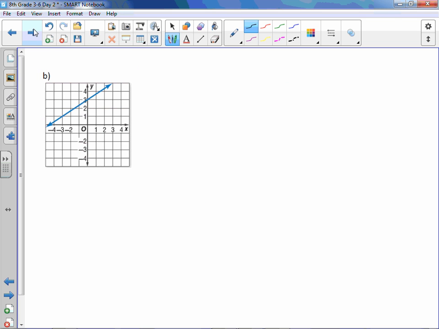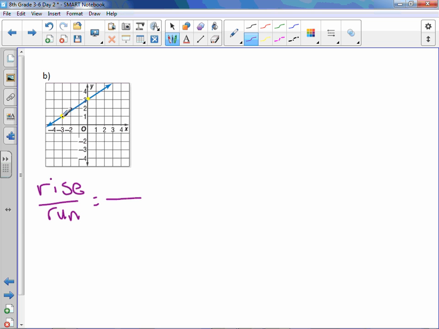Let's do another one. First, we have to find our slope. To find our slope, we need 2 points. We've got a point here. And it looks like we have a point right here. Okay. Find our slope, which is rise over run.